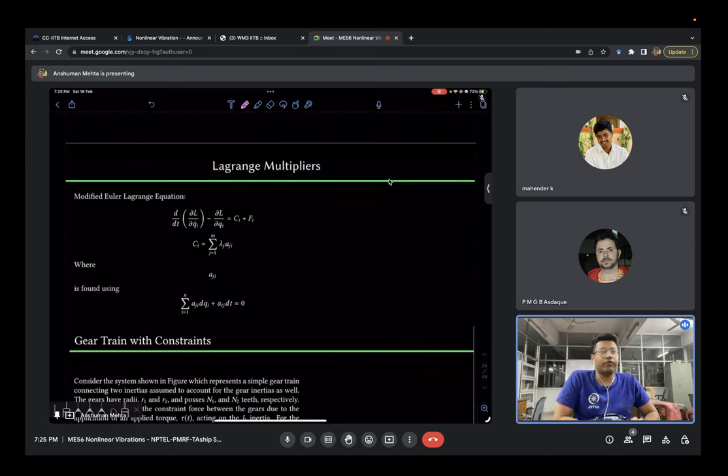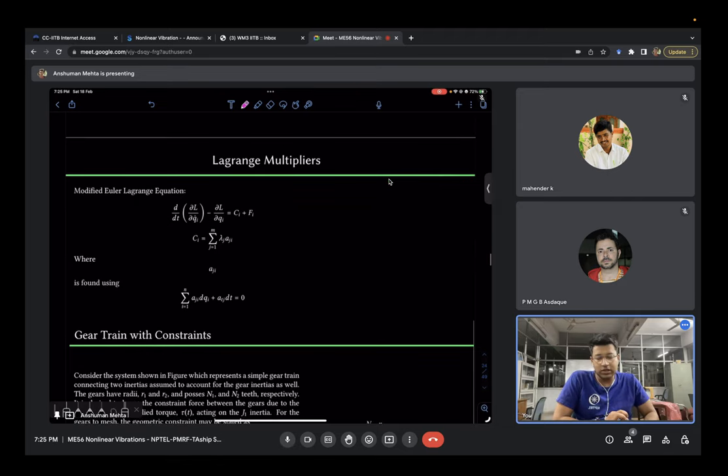So what we will do, we will be looking at spinning things or rolling things or gears. So we will be having those examples, and you will be solving the equation of motion using Lagrange multiplier.